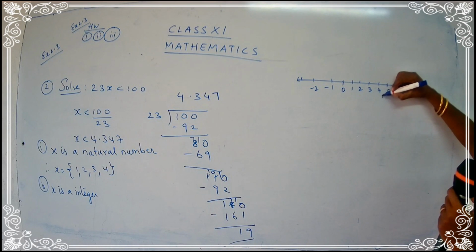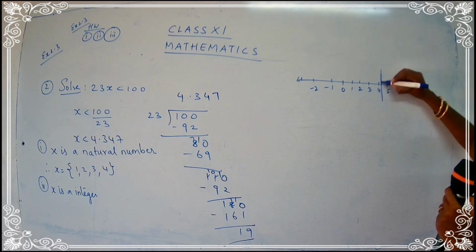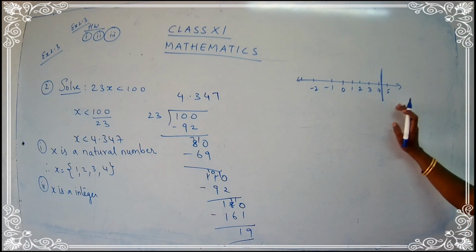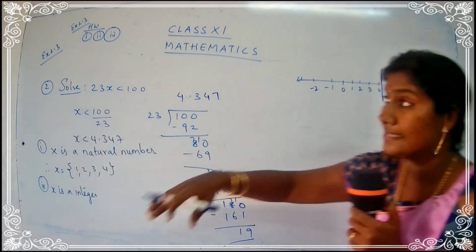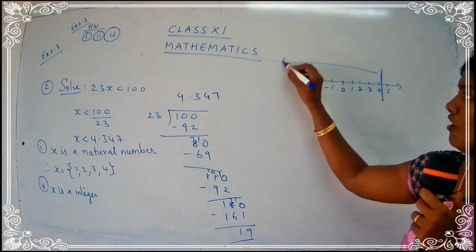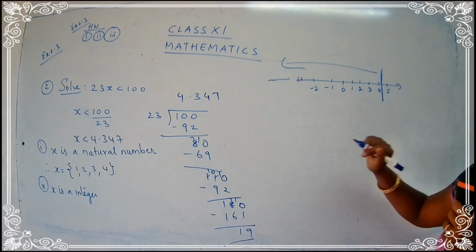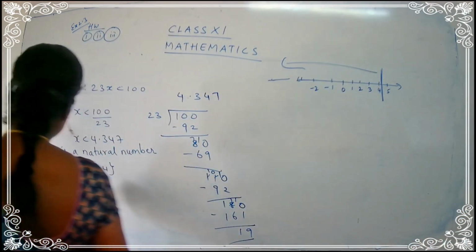That means somewhat till here. You have the value somewhat till here. It's not going to 5. So now what is the condition given? X is less than means we have to consider all this. That is from minus infinity itself we are going to consider. So what will you write here? So I'll be writing here.